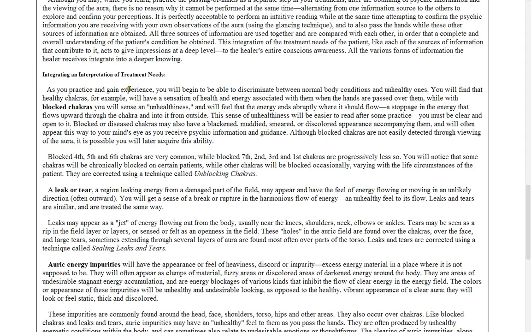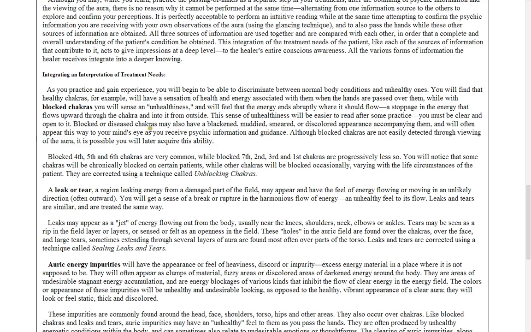As you practice and gain experience, you will begin to be able to discriminate between normal body conditions and unhealthy ones. You will find that healthy chakras, for example, will have a sensation of health, vigor, and energy associated with them when the hands are passed over them, while with blocked chakras you will sense an unhealthiness, and will feel that the energy ends abruptly where it should flow. A stoppage in the energy that flows upward through the chakra and into it from outside. This sense of unhealthiness will be easier to read after some practice. You must be clear and open to it.